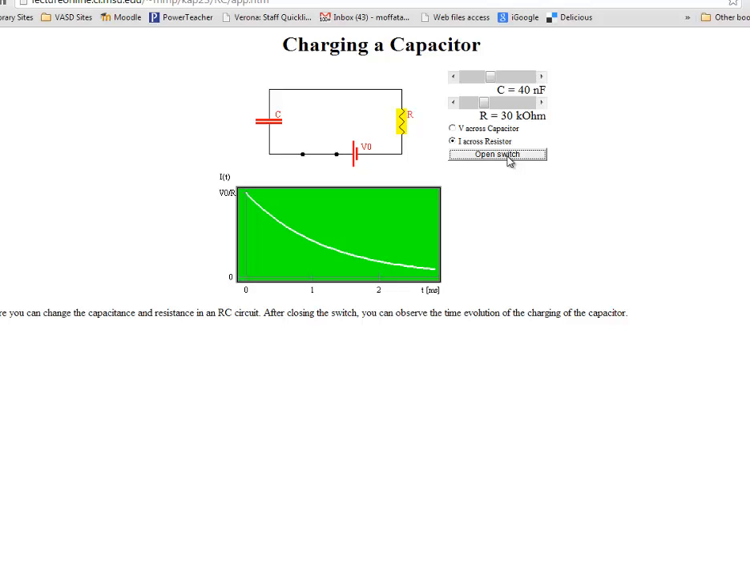So as time goes on, the current decreases. I can also look at what happens to the voltage across the capacitor when I close the switch and allow the current to flow. So as time goes on, the voltage across the capacitor builds up.